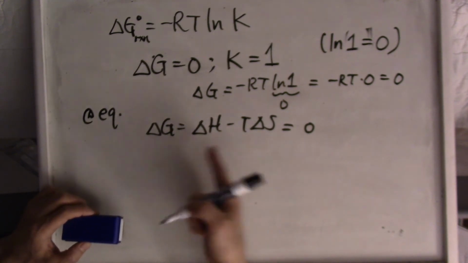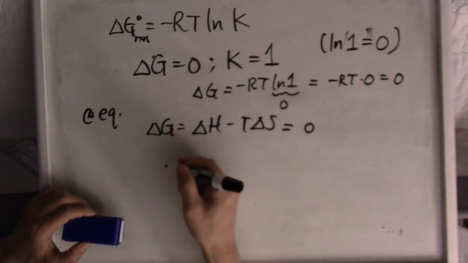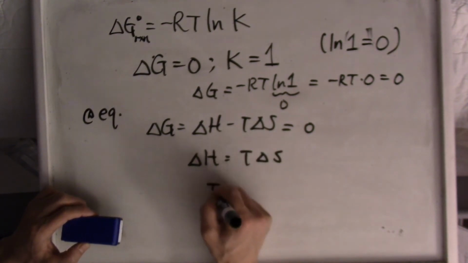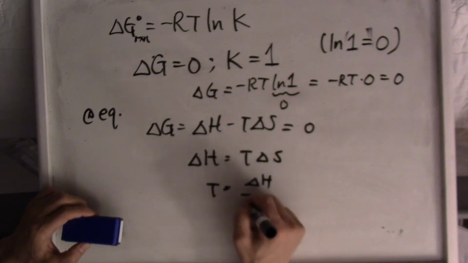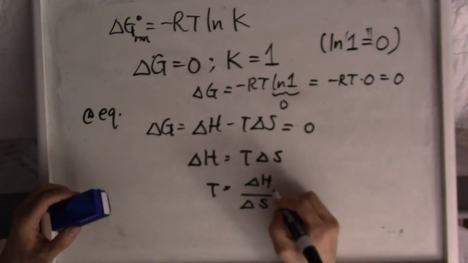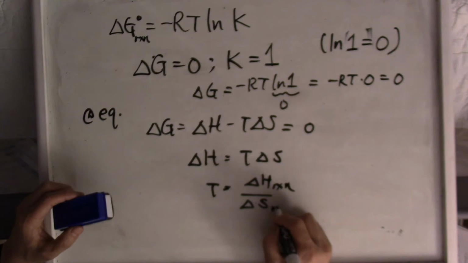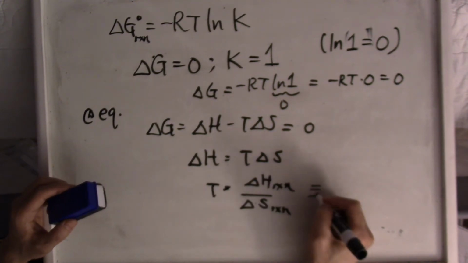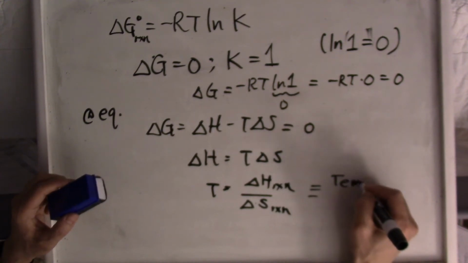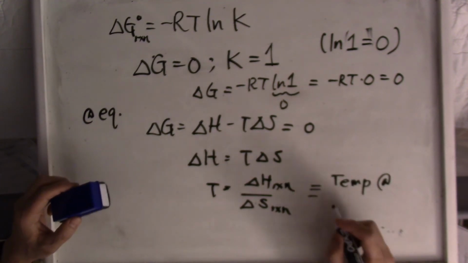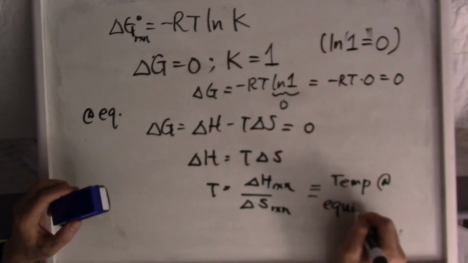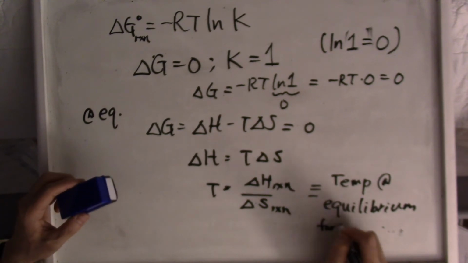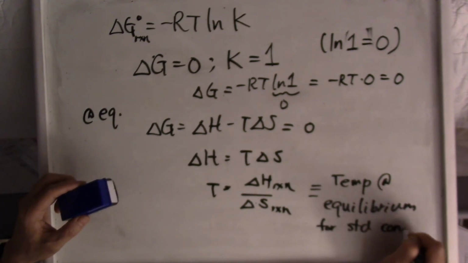So what does it mean? If this minus this is equal to 0, then delta H is equal to T delta S, and of course T is equal to delta H over delta S. You can call this delta H of the reaction over delta S of the reaction. So again, this is what we call the temperature at equilibrium for standard condition. So keep that in mind, standard condition.